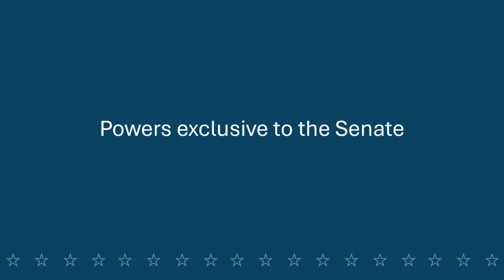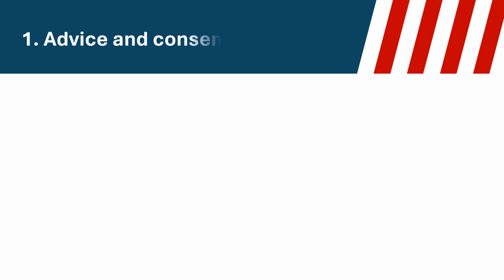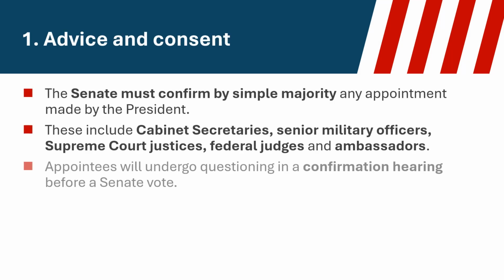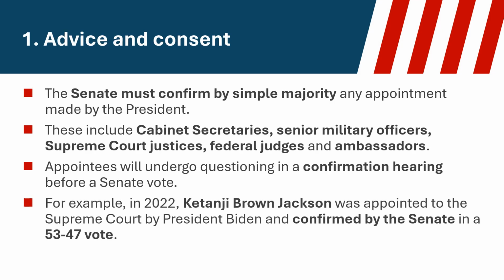Now let's consider powers exclusive to the Senate. The Senate must confirm by simple majority any appointment made by the President. These include cabinet secretaries, senior military officers, Supreme Court justices, federal judges, and ambassadors. Appointees will undergo questioning in a confirmation hearing before a Senate vote.